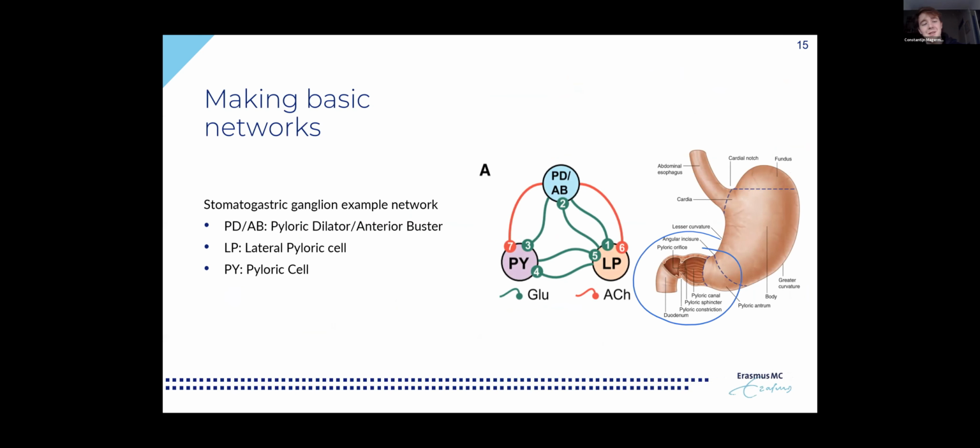Okay, now that we've got the cell, we can finally start making networks. In this paper, they made a certain network, which is based on the pylorus, which is basically just a circular muscle which divides the stomach and the intestine. This model is very simple and only made up of 3 simple neurons. One is a pyloric dilator, a second one is a lateral pyloric cell, and the third one is a normal pyloric cell. Next slide.